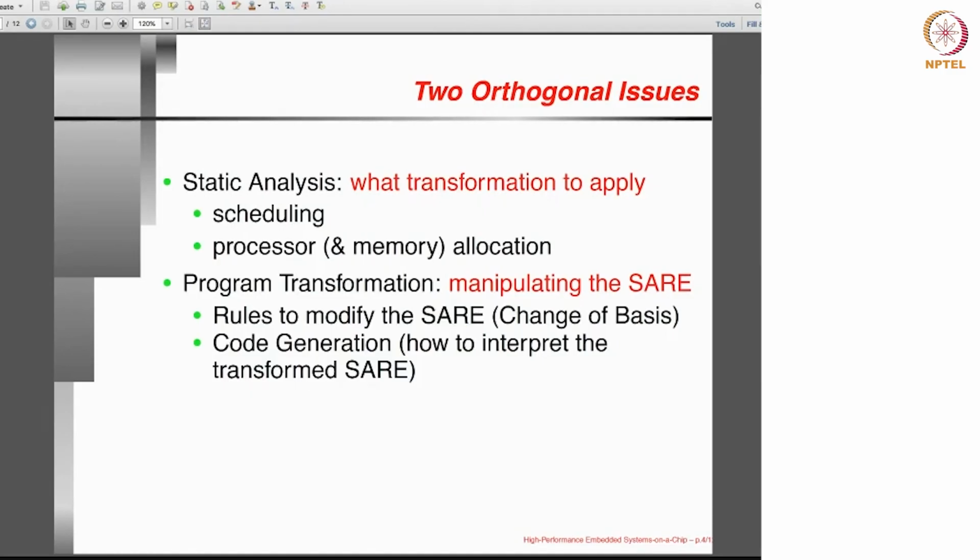In matrix notation, how would you write it? Yes? 1 1 0. Yes? 0 1 1 and 1 0 1. Okay, this 3 by 3 matrix is specifying this transformation.